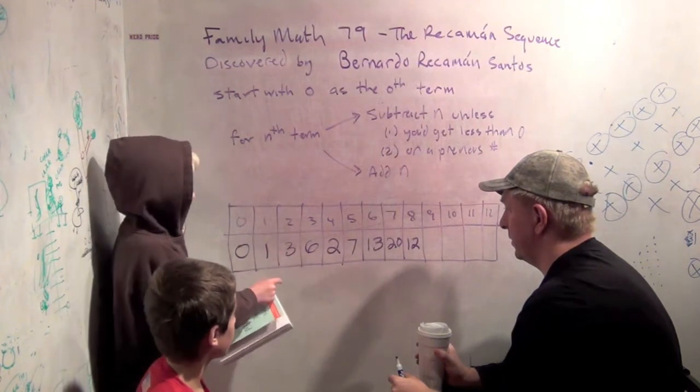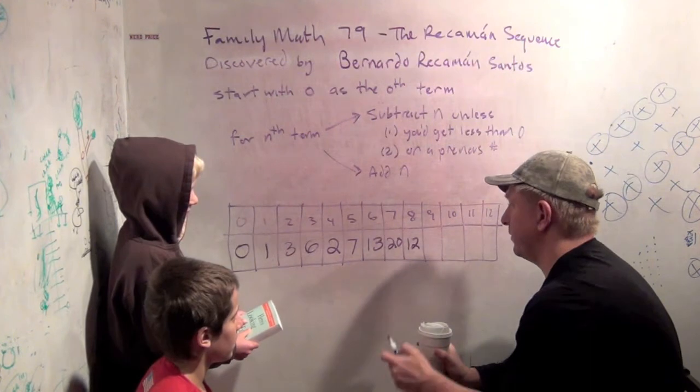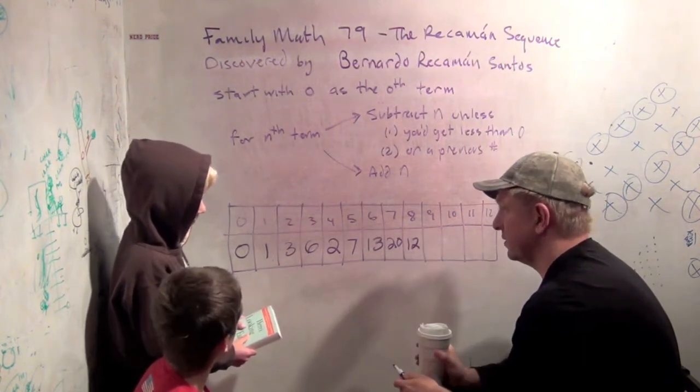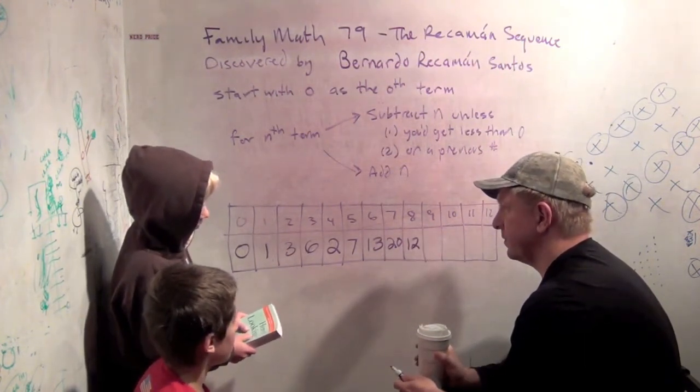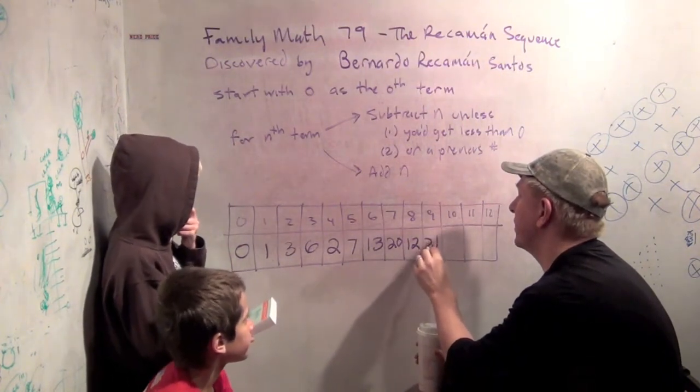So we already have it, so we have to add it. We get 20 again. But we already have that. Well, what's 12 plus 9? 12 plus 9, that's 21. 21. Very good. 12 plus 9 is 21.